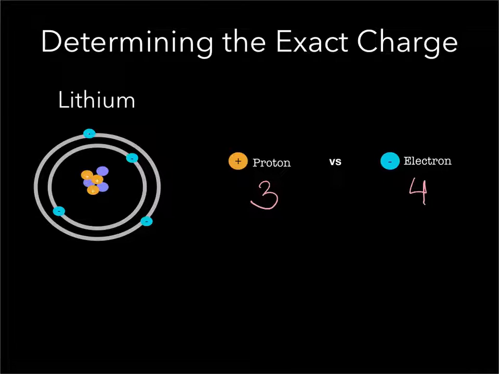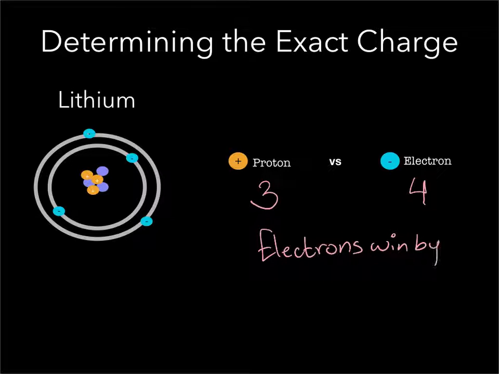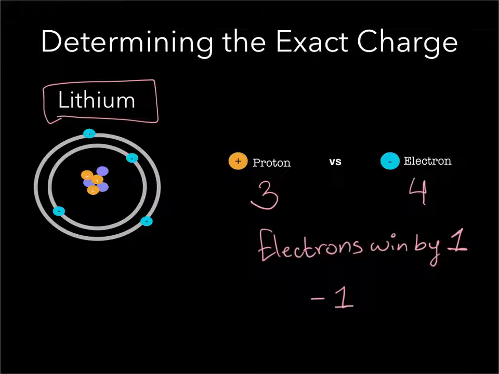So from this, you can make an assumption that the electrons are winning by 1. So electrons win by 1 because at the end of taking score, the score ended up being 3-4 and electrons are winning. So using this information, you can determine that this atom of lithium has a negative 1 charge because it has 1 more electron than it has protons. So this lithium atom will have a charge of negative 1.